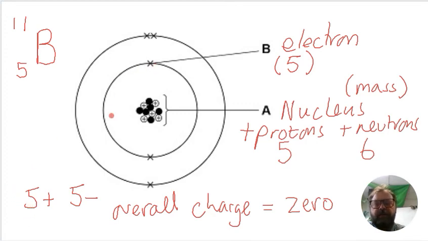Finally, notice that the first energy level will only hold 2, and subsequent energy levels we need to recall can hold up to 8. In this case it's full with 3 in. So we could write the electronic structure of boron as 2 in the first shell and 3 in the outside shell.